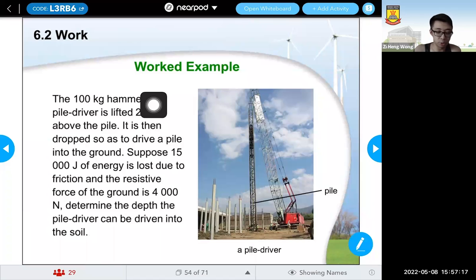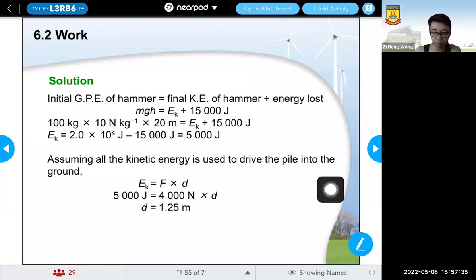So first, you need to calculate the initial GPE. This initial GPE will be equal to the final KE plus the energy loss, because when it falls, this GPE will be converted into KE, but of course, some of it will be energy loss. In this case, we don't take into account any initial KE because it's dropped from rest. We also don't take into account any final GPE. We assume that it has fallen 20 meters, all the way to the ground. So the initial GPE is mgh, 100 times 10 times 20.